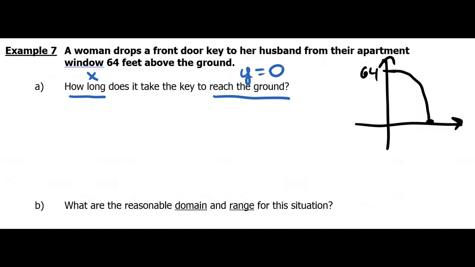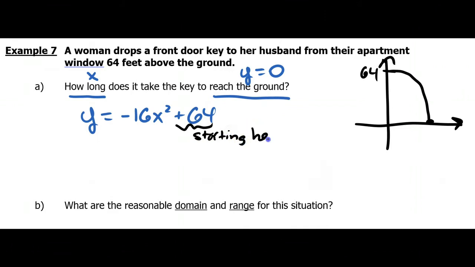Okay, so we're going to use this equation here, y equals negative 16x squared plus 64. Because negative 16, that's always going to be your leading coefficient with these falling object problems, and 64 here is your starting height of the key. And we're going to solve that equation assuming that y is equal to 0, because we're assuming that since the key is hitting the ground, the height is 0. So now we want to find what is x when y is equal to 0.